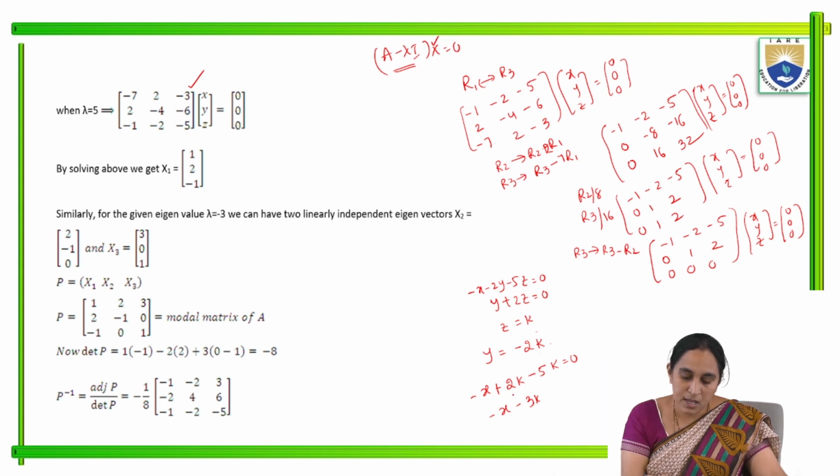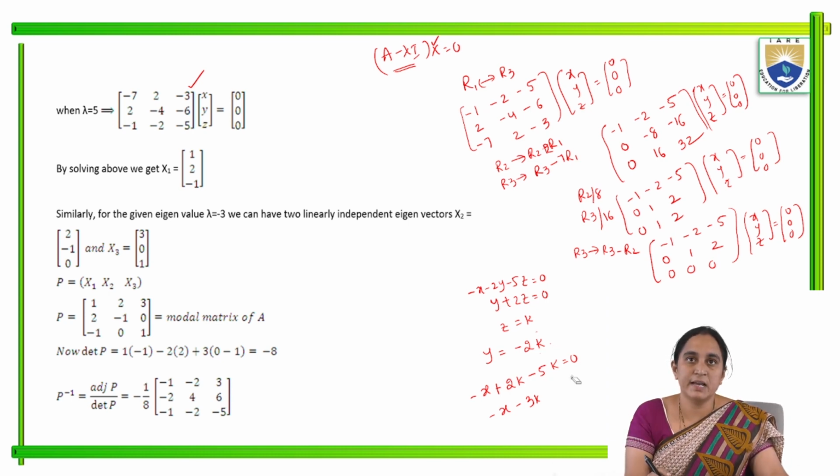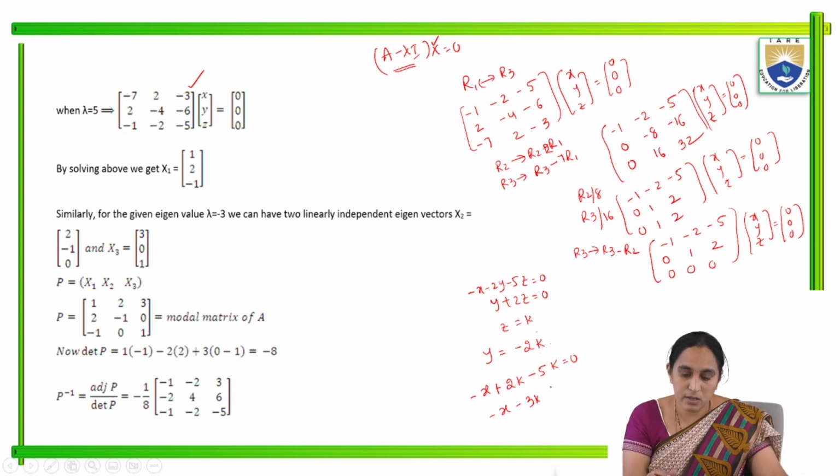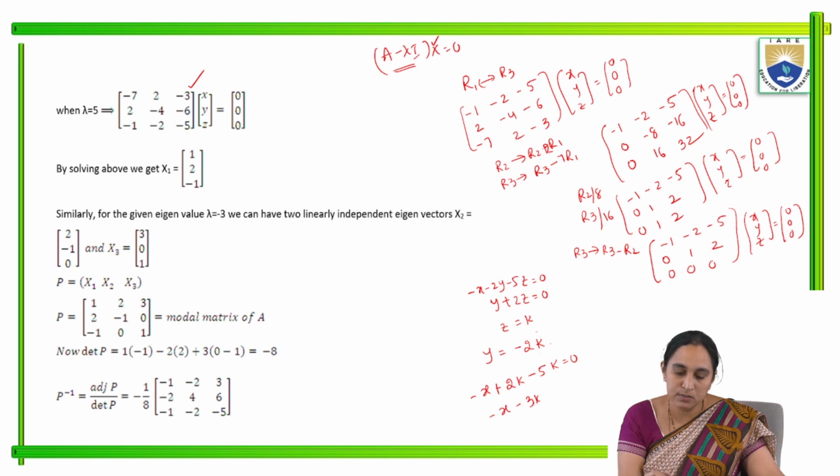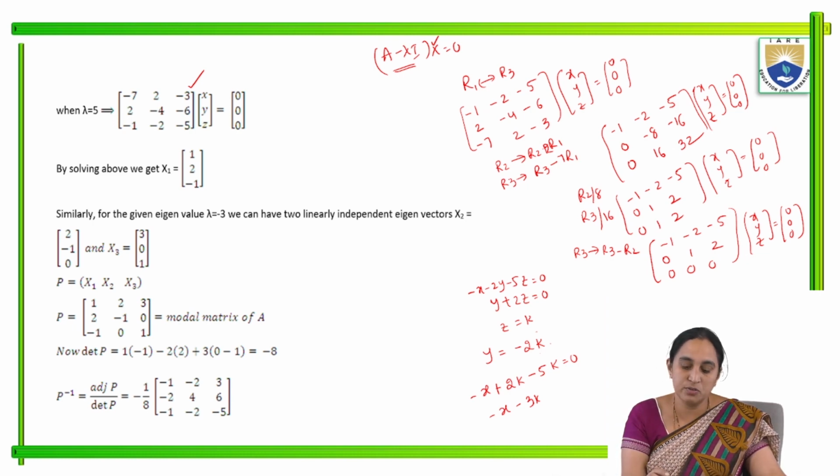Here minus x plus 2k minus 5k, that is x as 3k. From that concept here we get directly one eigenvector form, that is x1. So x minus 2y plus 2z is equal to 0. Here we are assuming z as k, y as minus 2, and z as k.